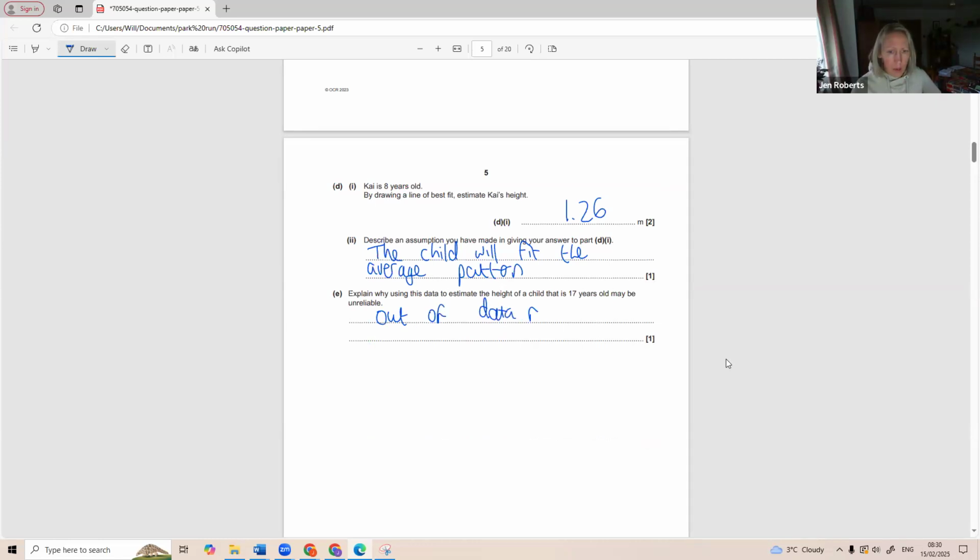I might read out anything else that's acceptable here too, because there's quite a lot. The trend may not continue. The line of best fit should not extend beyond the data provided. Outside the range of data, small sample. Do not accept 17 is not on the graph. The graph does not go up to 17. So make sure you haven't written those two statements at the bottom.